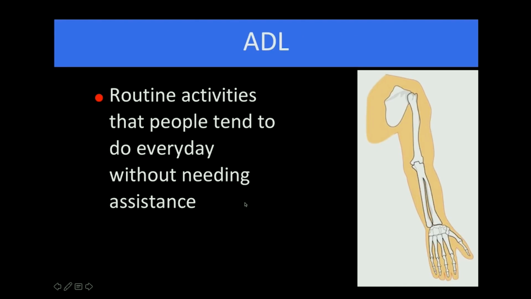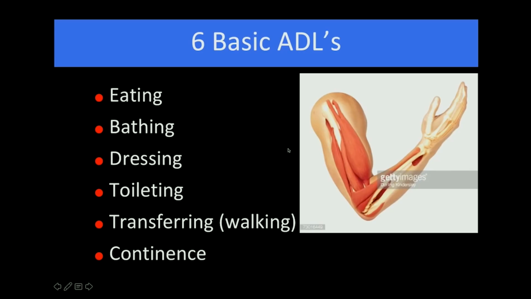We call in medicine activities of daily living, which means that anybody who wants to live on a daily basis normally needs to do these basic activities, basically routine activities that people tend to do every day without needing any kind of assistance or device or help from somebody else. There are 6 basic daily living activities that we do: eating, bathing, dressing, toileting, transferring, meaning walking, moving from one place to another, and continence. All these things are basic needs that any human being needs to do every day.